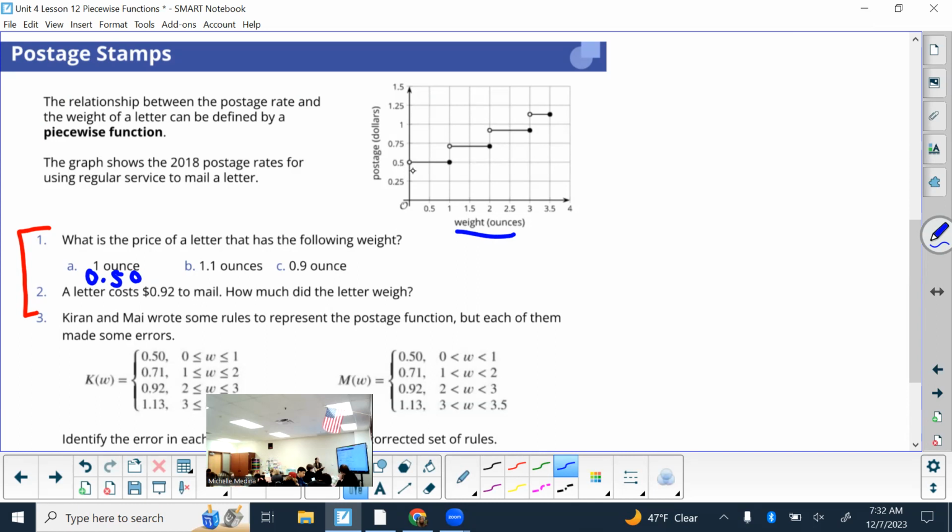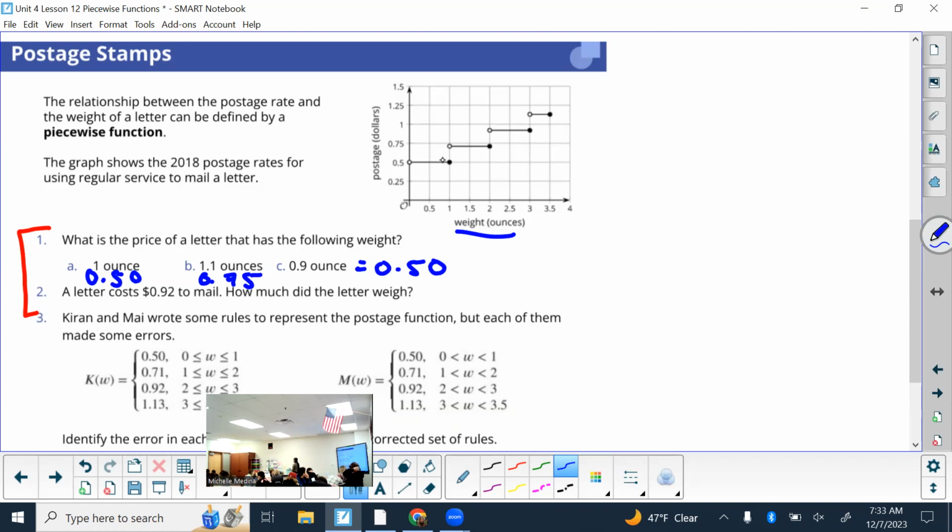All right, good. Table 6, what about when it's 1.1 ounce? 75 cents. Is correct. So as soon as it stops being 1 ounce, even if it's a little bit above, it now moves up to this price range. And then table 7, when it's 0.9 ounce, how much does it weigh? 50 cents. All right, that would be right before the 1 on this solid line.